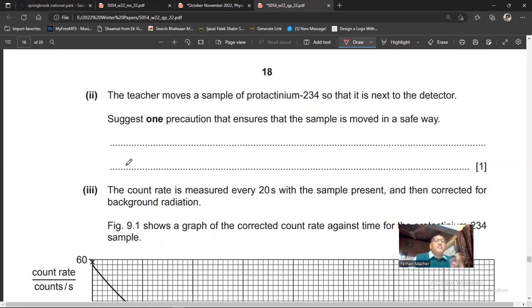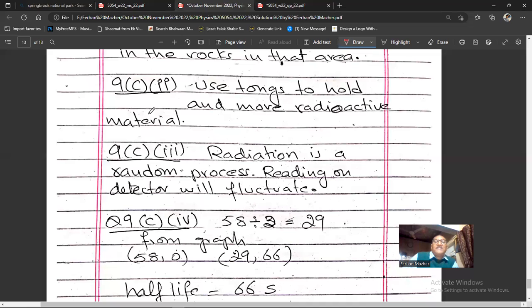You see, there can be many ways. For example, whoever is working should be wearing an apron which has the lead lining. He should be wearing gloves with the lead lining. The exposure time must be kept minimum. And when you want to move them, you should use tongs to hold that sample, and other precautions are there. You should wear safety goggles.